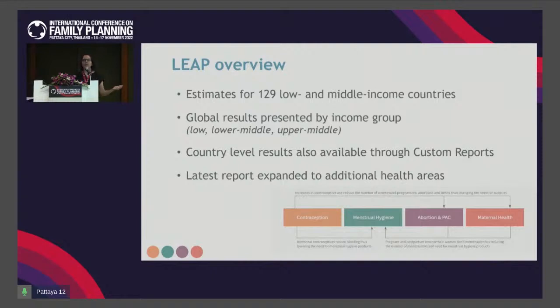Very excitingly, as we made this transition from the commodity gap analysis to LEAP, we also expanded into some new health areas. So the report now covers the supply costs associated with menstrual hygiene, abortion and post-abortion care, and some essential commodities for maternal health. For the purposes of today, we're just going to talk about the contraceptive piece.